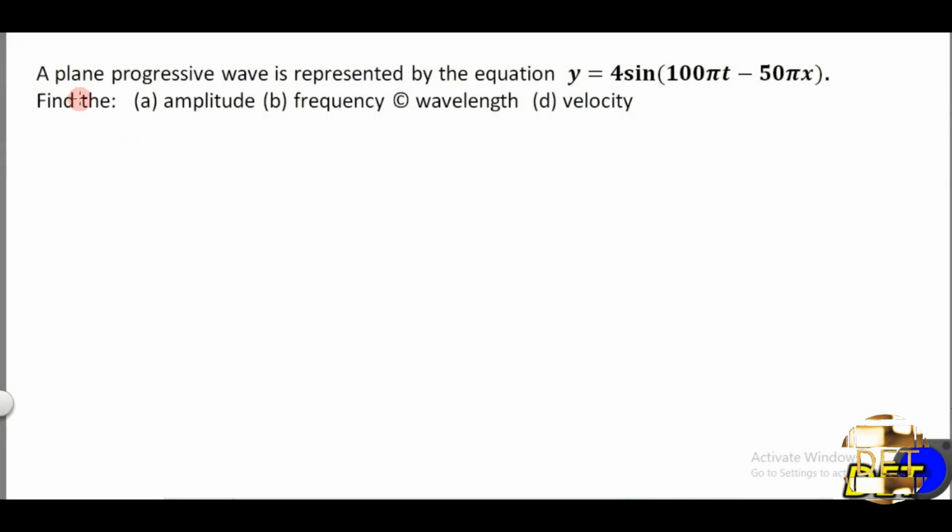Okay, so here let's look at this question. A plane progressive wave is represented by the equation y = 4 sin(100πt − 50πx). Find A, the amplitude, B, the frequency, C, the wavelength, and D, the velocity. So let's get started.